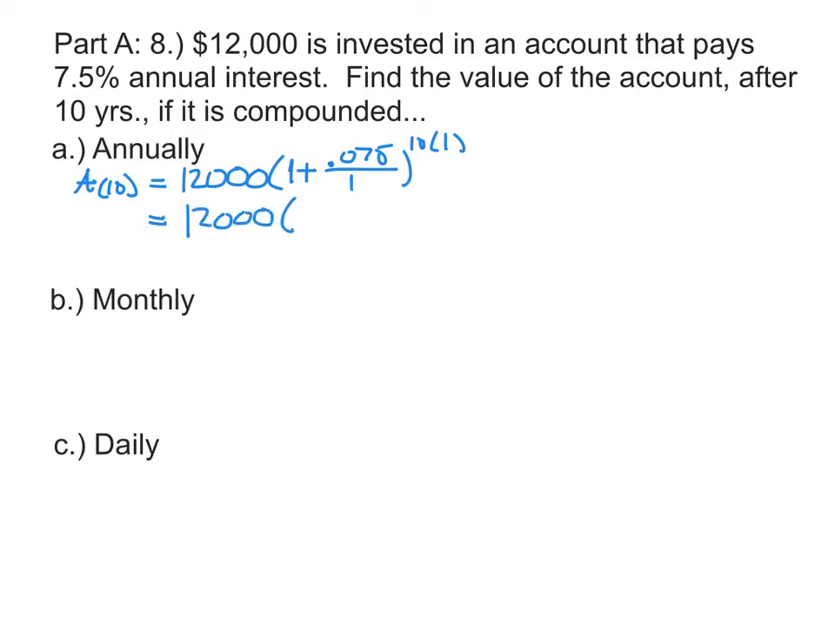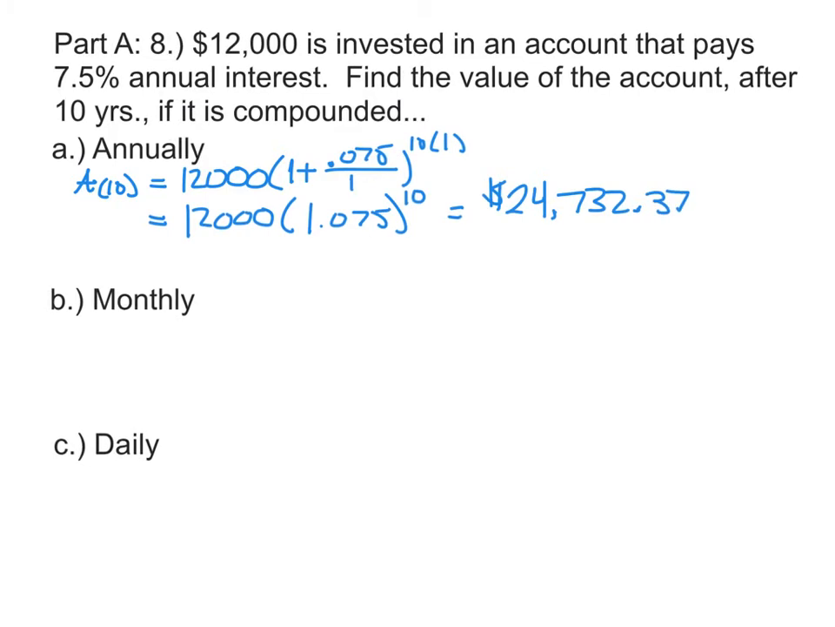Once it's all set up, we can simplify it a little bit here. 12,000 times 1.075 raised to the 10th power. But at this point, I'm going to let the calculator calculate. What we end up with is a very healthy $24,732.37.